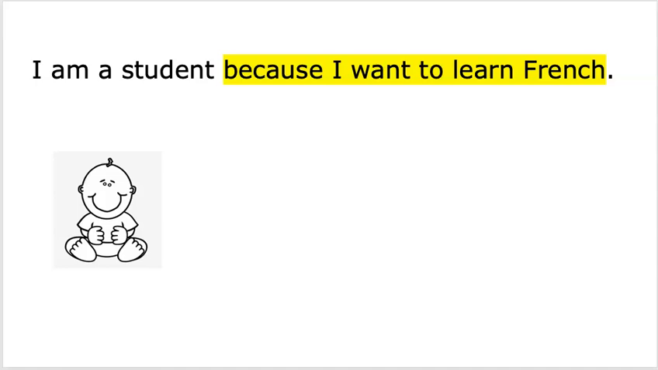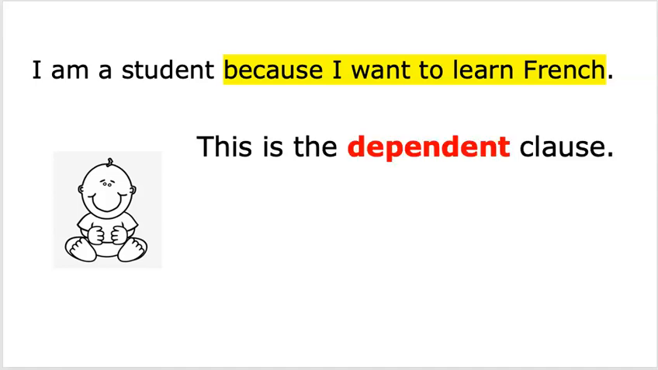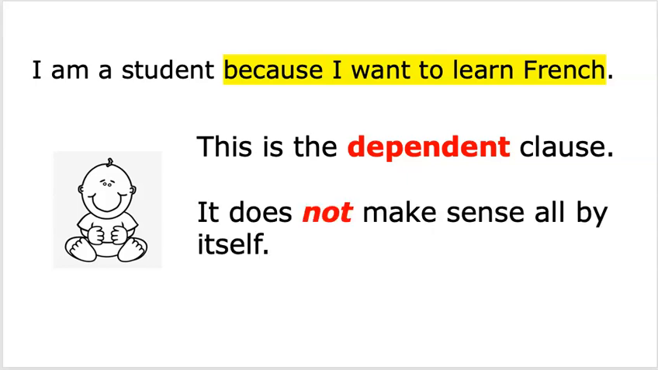Now back to our sample sentence. I am a student because I want to learn French. The dependent clause is because I want to learn French. Now notice, if I capitalize the word because, I want to learn French, period, that would not be a complete sentence, because if I told somebody, because I want to learn French, they would look at me and say, okay, what else? This is a dependent clause. It does not make sense all by itself.